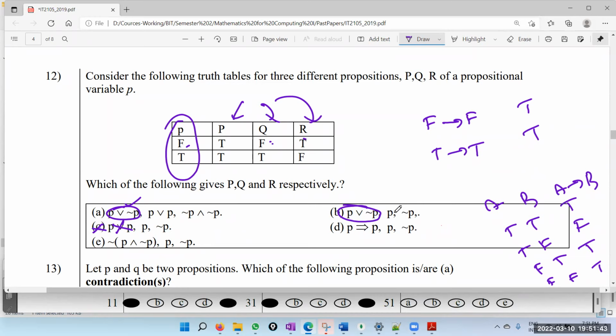ඒකත් හරි නේද? So that means this is okay, right? Because what we get is, True, true is true. False, false is true, right? So therefore, this is also possible. What about this?